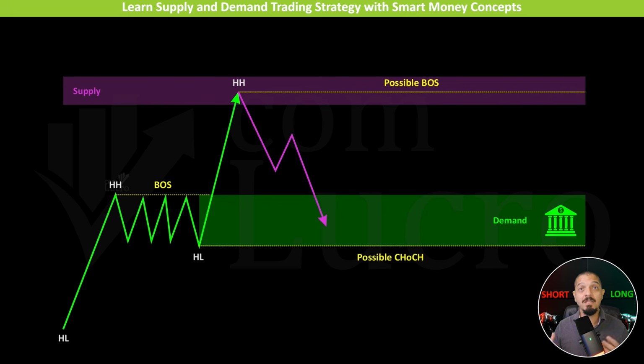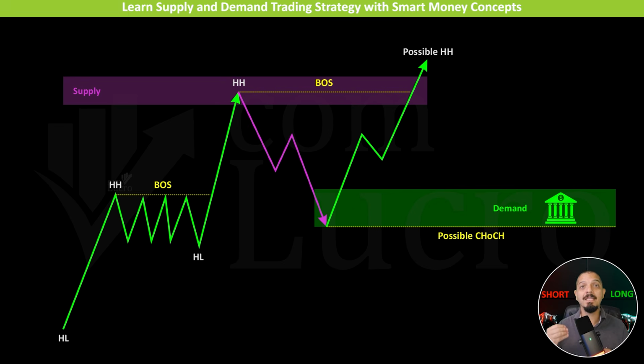Another important factor is that institutions do not deploy their full position at once. Instead, they build positions progressively, usually in multiple phases, especially around areas where their earlier activity is visible. This means part of their original orders remained unfilled during the initial move. When price revisits the zone, it offers a new opportunity to complete those orders. That is precisely why we wait for price to return to these areas. The same reasoning applies in reverse when dealing with supply zones.